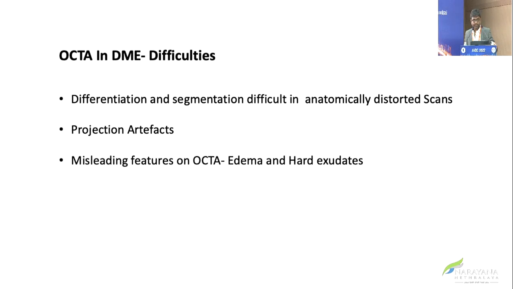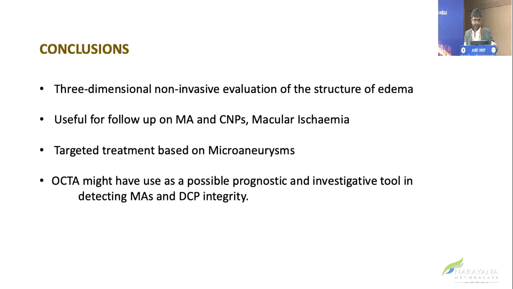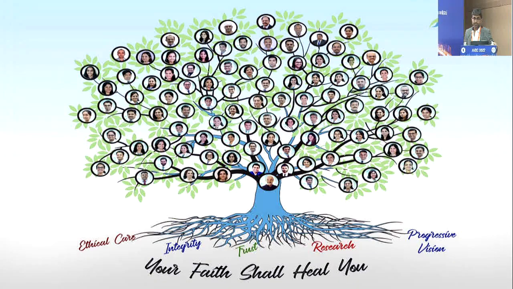There are many misleading features like SSPAM, wherein edema and hard exudates can give rise to a suspicion that there's flow there. So to conclude, it's a three-dimensional non-invasive evaluation of the structure of the edema. In routine practice, I just go back and see what's really happening there if there's a non-responding edema, or to rule out macular ischemia. You can even do targeted treatment based on aneurysms. For academic interest, you can see these aneurysms and what really happens in the CNP areas. Thank you so much for your patient listening.